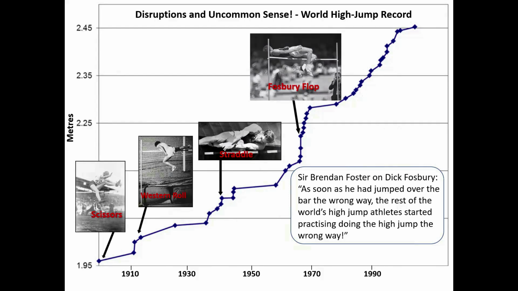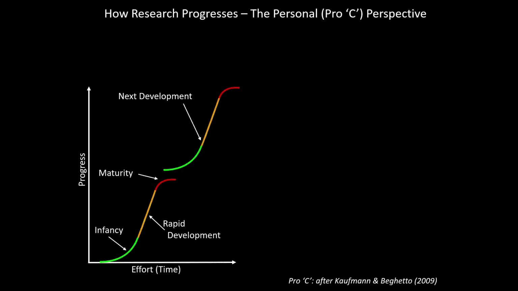But I'm more interested in the actual body of the curve rather than the transition from one curve to another. So I've already discussed how research progresses from the historical point of view. It's those idealized series of curves with disruptions in between them. But I'd like to now drill down to the fine detail within a particular curve and discuss the personal or the pro-C perspective. What does research progress look like from the individual's point of view, not from the historic record of that research? And it's very different.